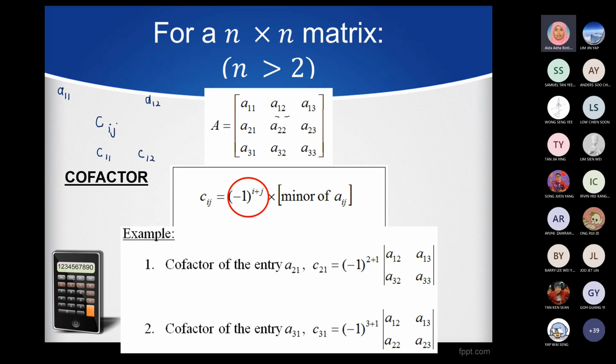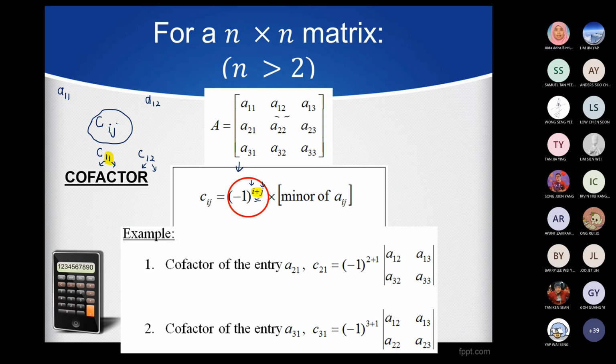By the way, how to find the cofactor? This is the formula: negative 1 to the power of i plus j. We need to add up 1 plus 1 here, because this refers to i and this refers to j. And for this, the negative 1, i is 1 plus 2, which becomes the power of 3 here.